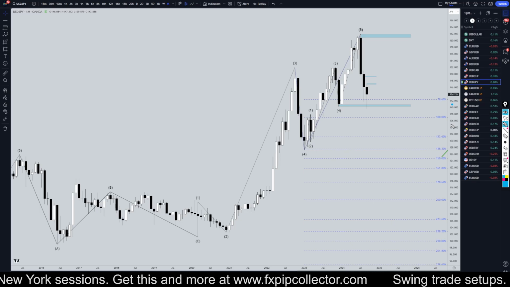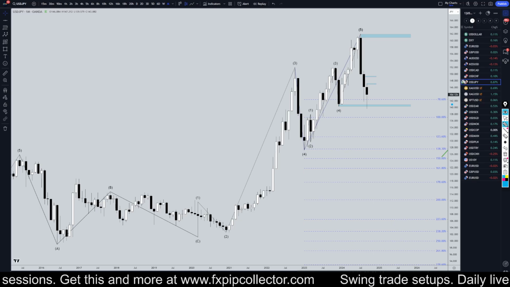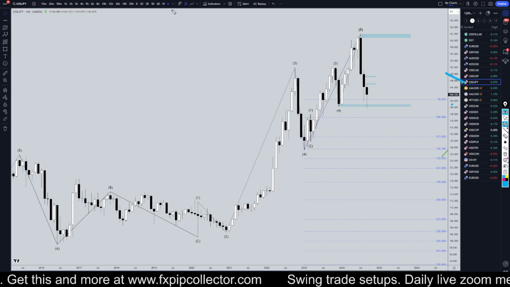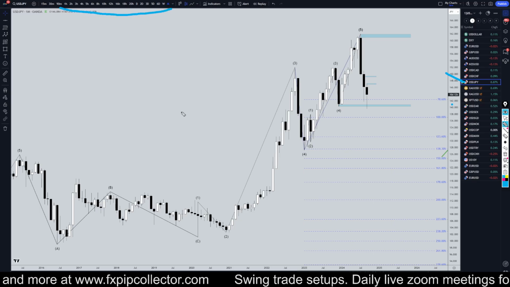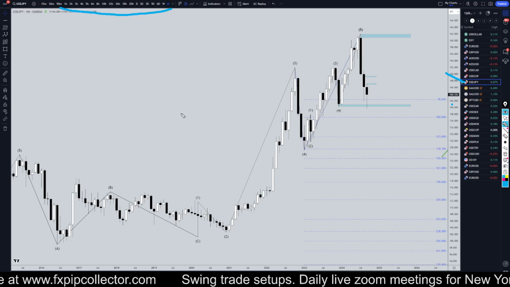Today is Friday, September 20th, and I'm going to be analyzing the US dollar yen, starting on the monthly, working my way all the way down to the 1 hour time frame for the full top-down analysis.